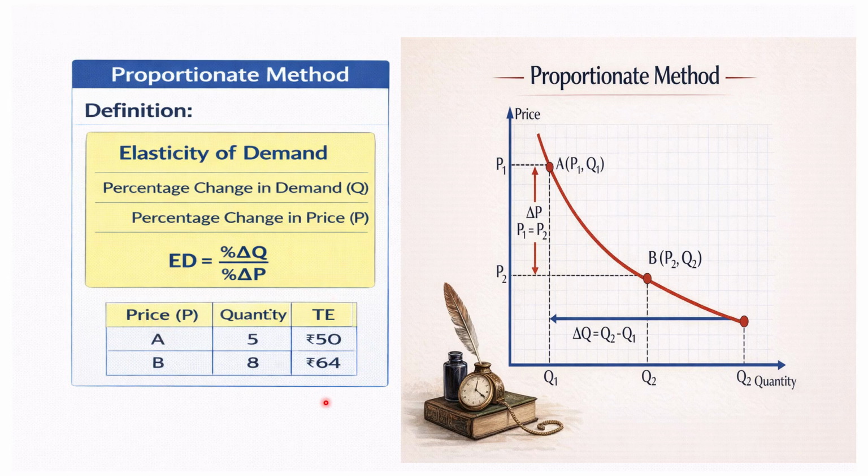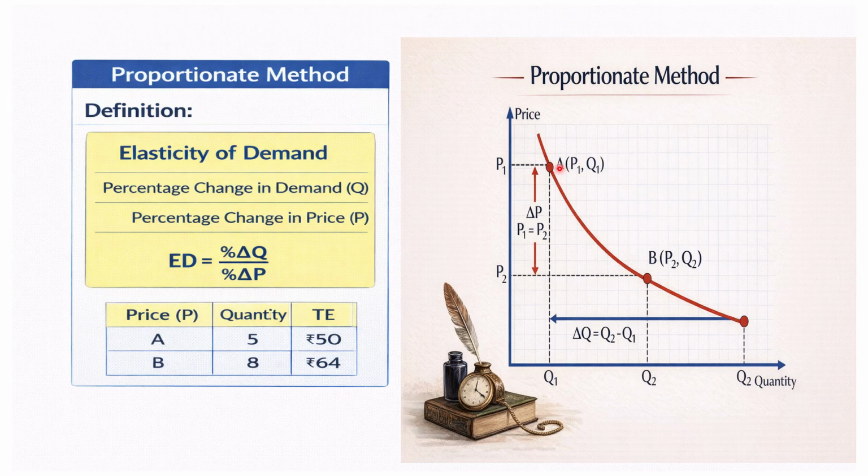In this particular table, you have seen that there's a price of A and B, quantity is 5 and 8, and total expenditure is 50 and 64. Here you have seen that quantity and total expenditure are increasing. Let's see the graph first. You have seen at P1 price, that is point A, here the quantity is 5.